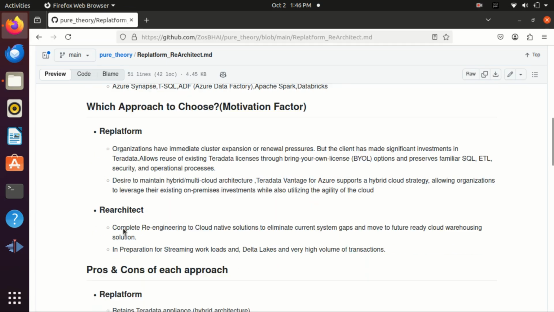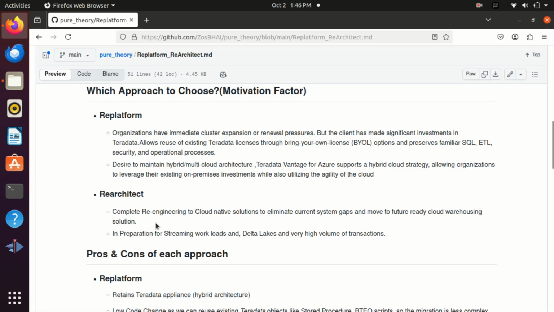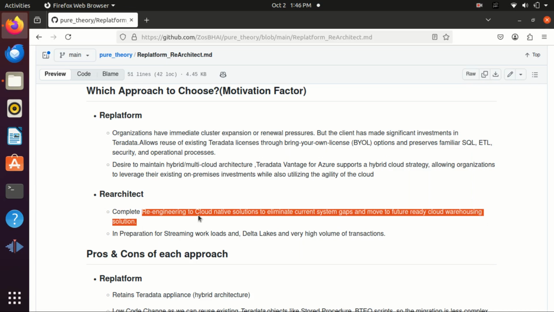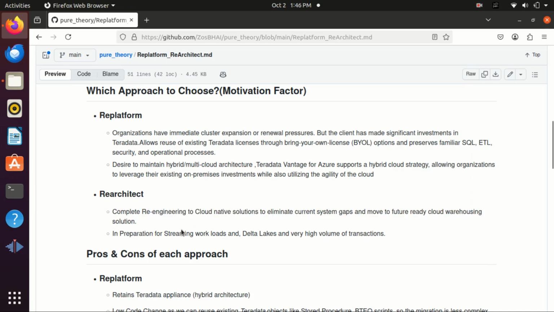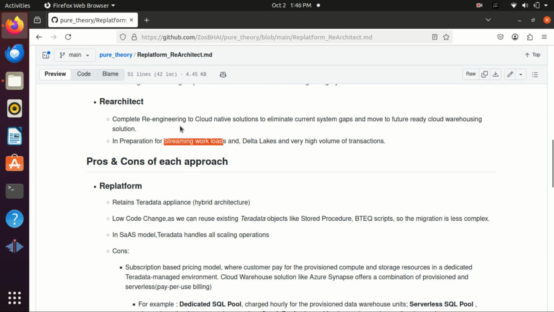Now let us look at Rearchitect. This is a better choice if the goal is to re-engineer everything into a cloud native solution. It helps fix current gaps and also sets up the platform for a future-ready architecture, supporting streaming workloads and handling a very high volume of transactions. Now let us talk about the pros and cons of these two approaches.